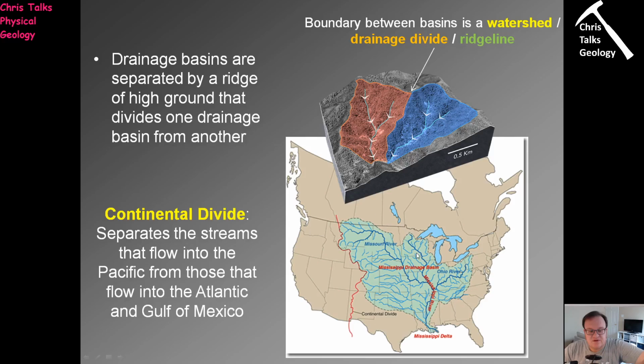So in the case of continental North America, we have what's referred to as the continental divide, and that separates the streams of the Pacific from the streams of the Gulf of Mexico. And you can see the continental divide is essentially the Rockies, the eastern boundary of the Rockies.